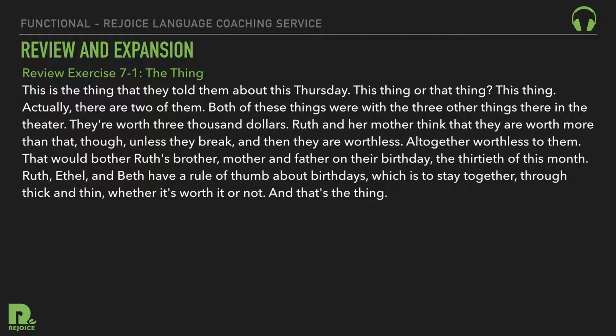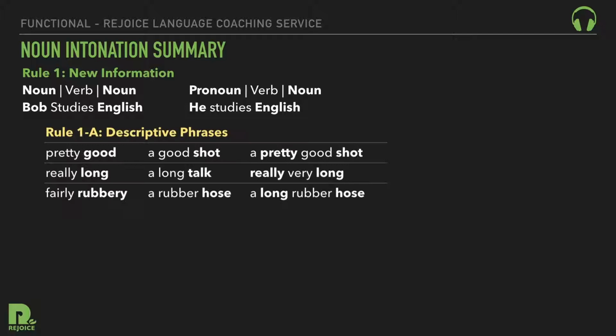Noun intonation summary. Rule 1, new information. Bob studies English. He studies English. Rule A, descriptive phrases. Pretty good. A good shot. A pretty good shot. Really long. A long talk. Really very long. Fairly rubbery. A rubber hose. A long rubber hose.